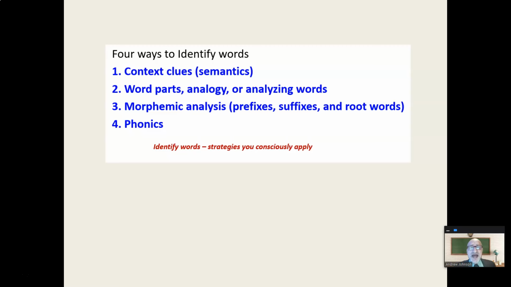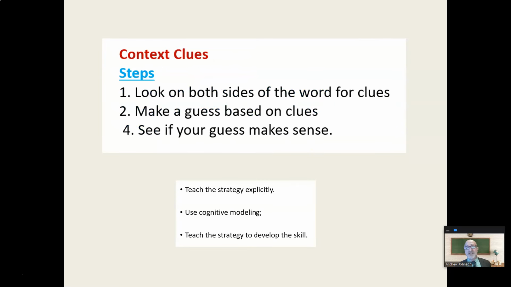There are 4 word identification strategies, and we're going to look at each one. Context clues. And we teach this specifically using steps. Step 1, step 2, step 3. I do this explicitly through input and modeling. We do it together, and then they practice. We teach the strategy explicitly to develop the skill using cognitive modeling, and eventually it becomes internalized so they don't have to think about this. They use context clues automatically as they're reading.